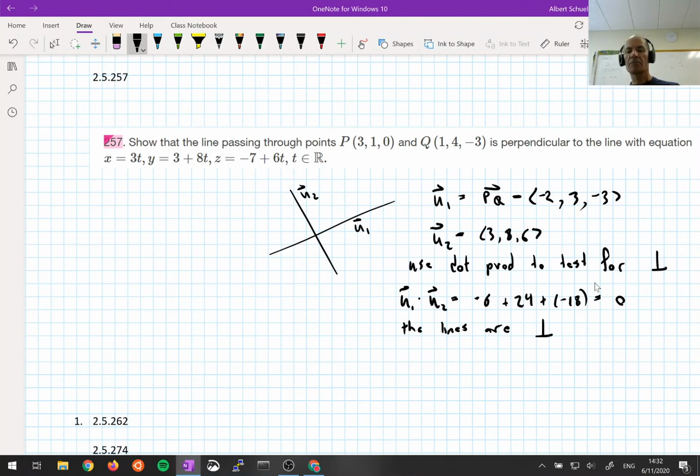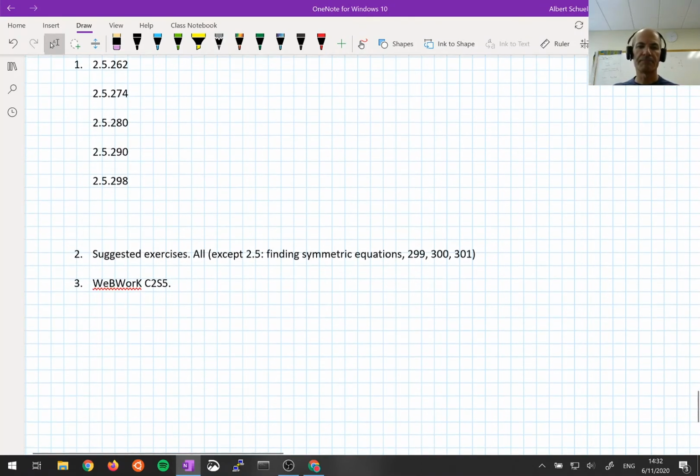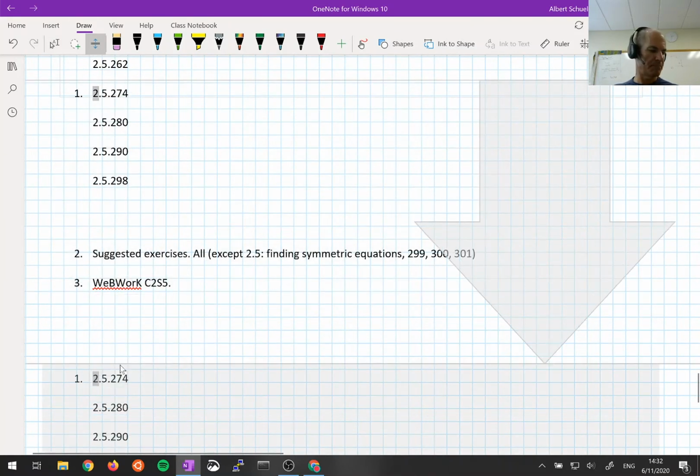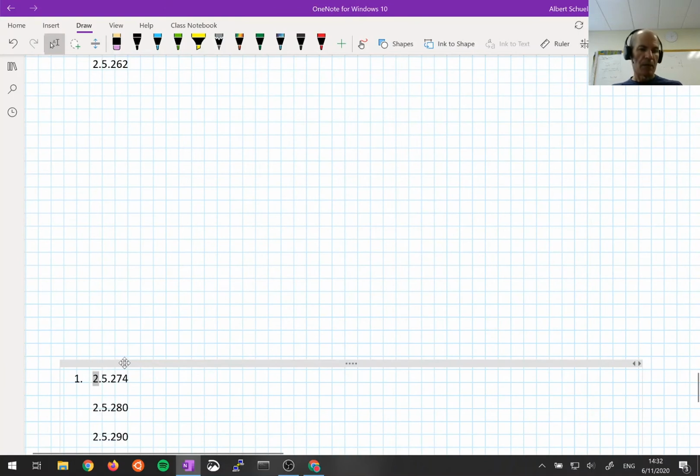Do they intersect? Not necessarily. So the lines can be perpendicular, but they could also be skew and not intersect. All right, let's look at 262 here.